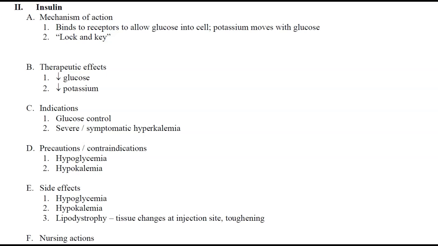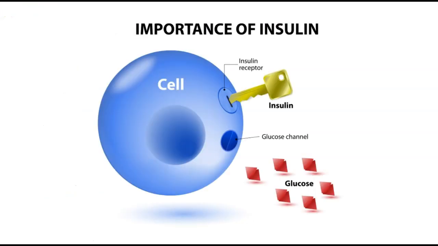Alright, now let's talk about insulin. So the mechanism of action of insulin is by binding to the receptors. Let's say this is the insulin, this is a receptor site in the cell. The insulin binds to the receptor, and that allows the glucose to go into the cell. When the glucose goes in the cell, the potassium follows as well. So this is basically the lock and key mechanism of insulin.